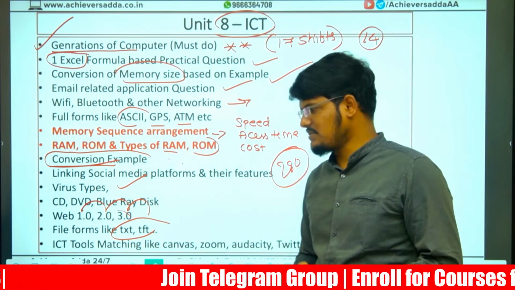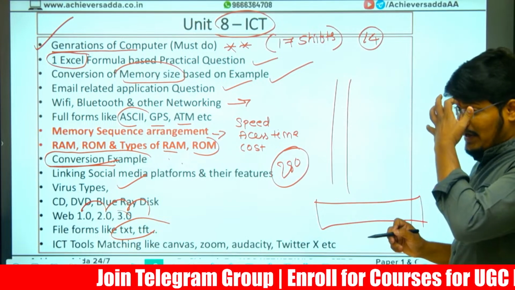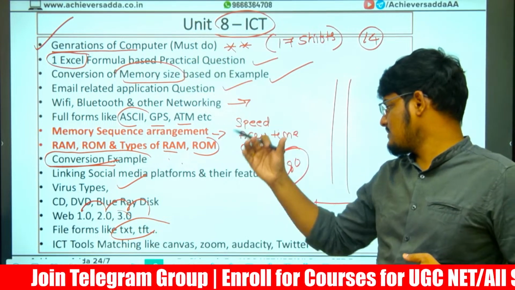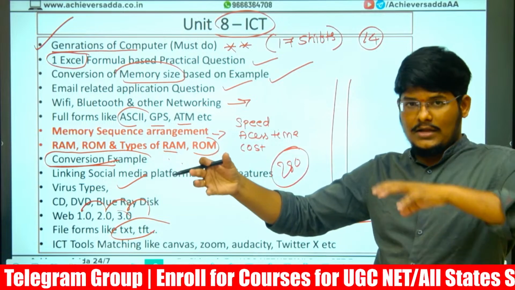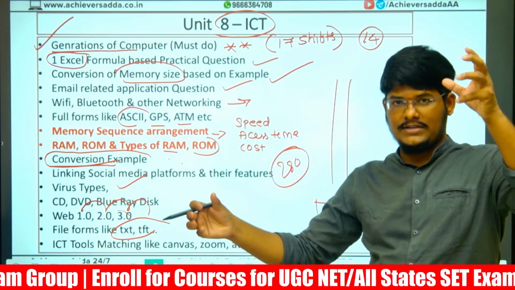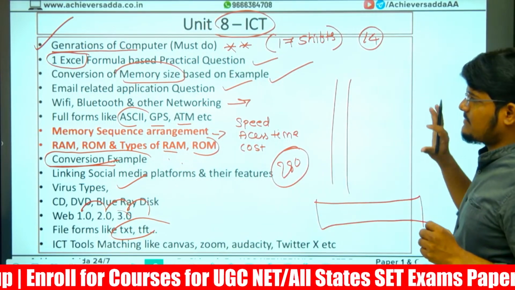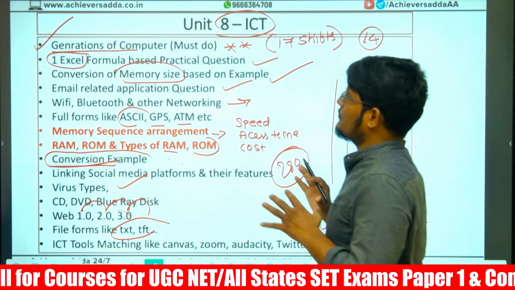That is extensions. And ICT tools matching: they give Canvas, Zoom, Audacity, Twitter, and we need to match their features. List 1, list 2 match. These are the regular areas of questions from this Unit 8.